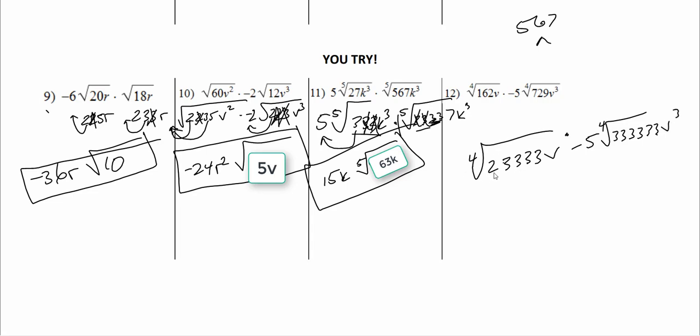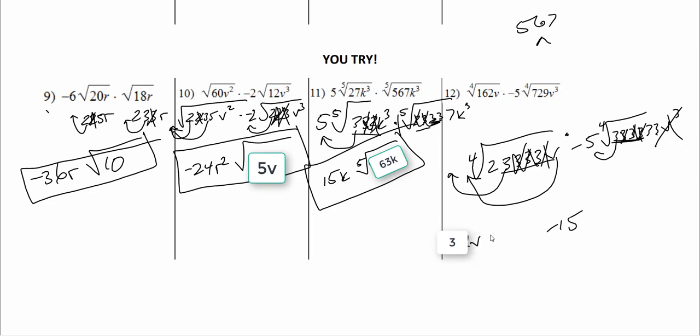How many 2s can I pull? None, because there's only one of them. How many 3s? I need groups of 4. So there's the group of 4. 1 pulls, the other 3 get crossed out. There's a group of 4 here. That pulls, cross, cross, cross. Any V's pull? Yeah, I got 4 V's, so one of them gets pulled out, and the other 3 get thrown away. So I pulled a 3 out here and a 3 out there, so that gives me a 12 here. That gives me a 15 here, and I pulled a V out, so that's fine there.